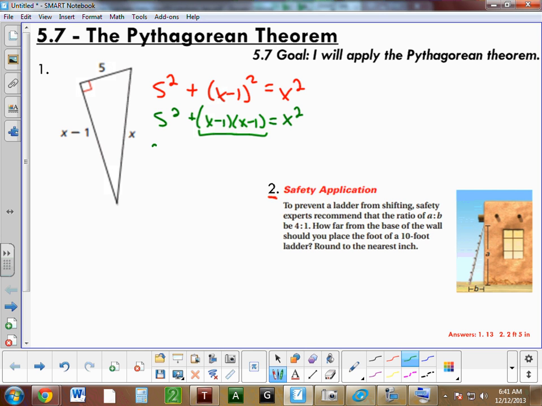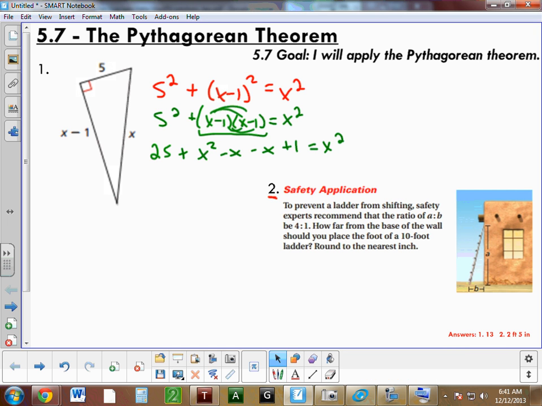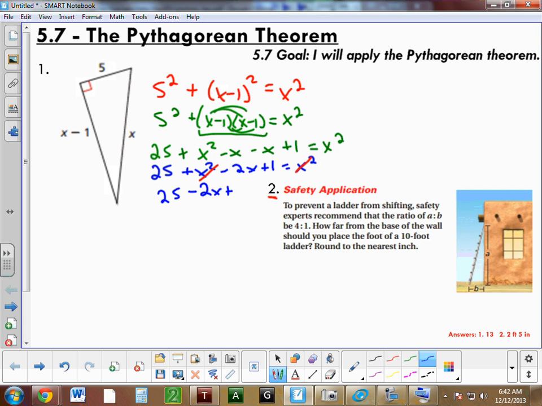Once I do that, I can FOIL, and I get 25 plus x squared minus x minus x plus 1 equals x squared. If you add that together, 25 plus x squared minus 2x plus 1 equals x squared. You notice that you have an x squared on both sides of the equation. That can go away now. So then you have 25 minus 2x plus 1 equals 0. From there, I can move the 2x to the other side, and I get 26 equals 2x, and that means x equals 13. So that's how you do something like that.